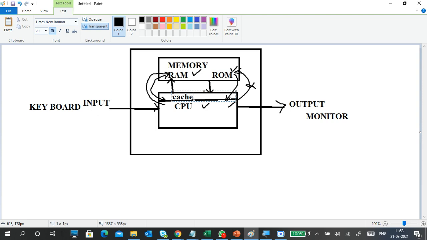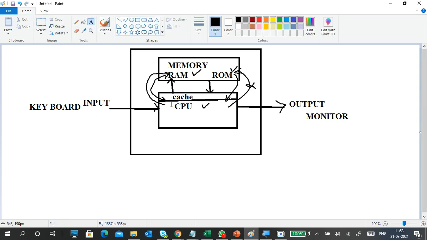Cache memory will be at the side of my memory. It is on the chip, it is not outside the chip. You can't remove the cache memory. It comes with your CPU only. Okay, so it comes with your CPU only.